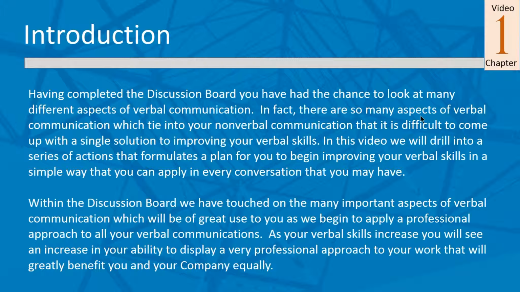I mean, you guys have gone through all the nonverbal stuff, and then we just read a whole bunch about verbal. And how do you tie all that together and make it into a plan that can make you a better communicator? So in this video, we're going to drill into a series of actions that formulates a plan for you to begin improving your verbal skills. And that plan is a very simple way that we can use in every conversation that we have on a daily basis. So we're really trying to take all of that data and just scrunch it into a very simple 1, 2, 3 process, and you're off and running.